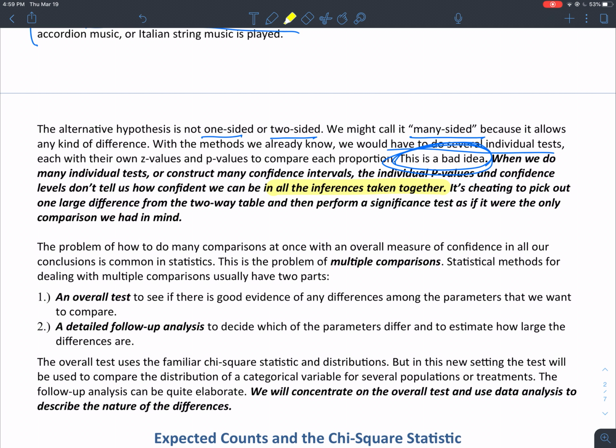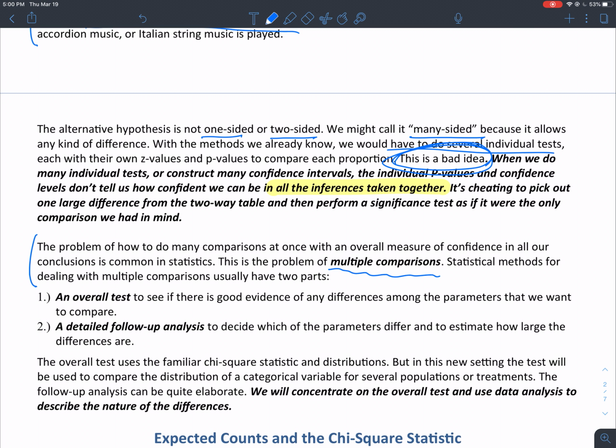If you pick out some and then do a test about some of the proportions, that's not really a fair test or a fair comparison anymore. So if you want to talk about all of these things together, you need to do a test that takes all of it into account together. This is called the idea of multiple comparisons. So we're comparing essentially 9 different things, three proportions for 3 different treatments.